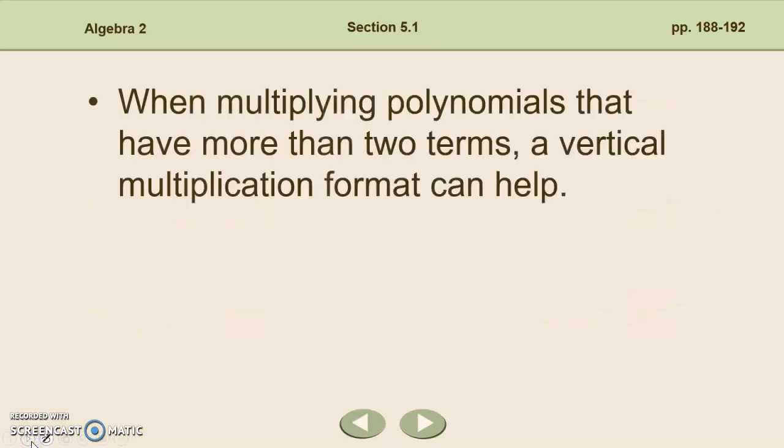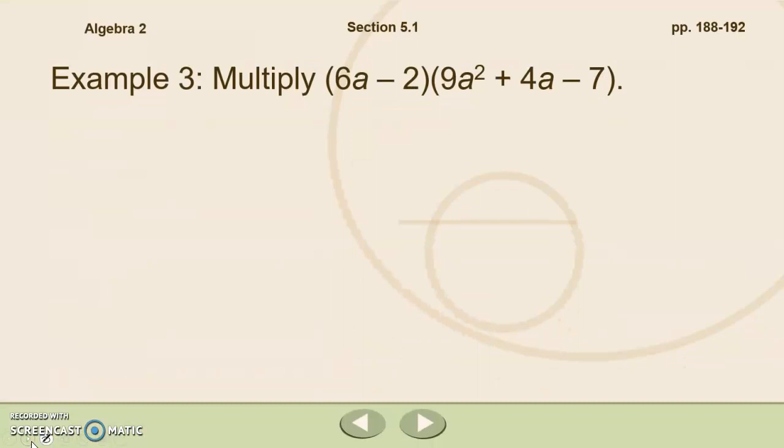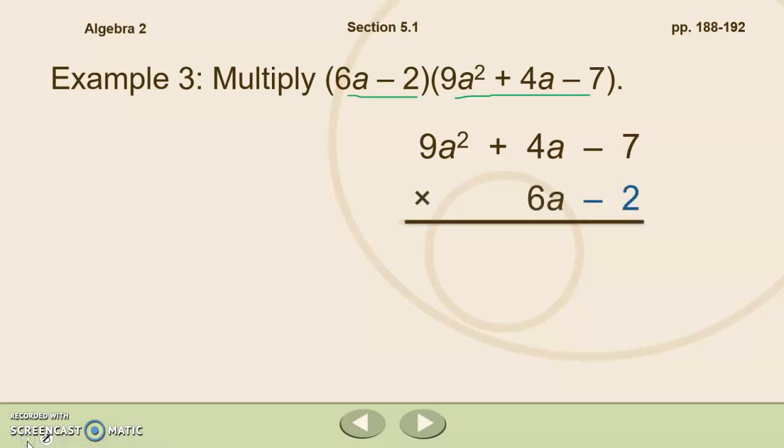When multiplying polynomials that have more than two terms, a vertical multiplication format can help. Some people prefer this format. So let's take a look at this example. We have a binomial and a trinomial, two terms times three terms. We're going to write our trinomial on the top and our binomial underneath, lining up those like terms, our a terms and our constant terms. And just like standard multiplication, then we're going to start with our last term here, this negative 2, and multiply it by each of the terms above it, which looks like this.